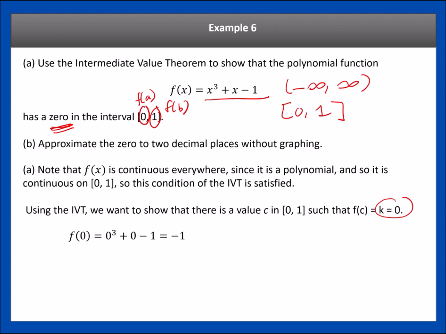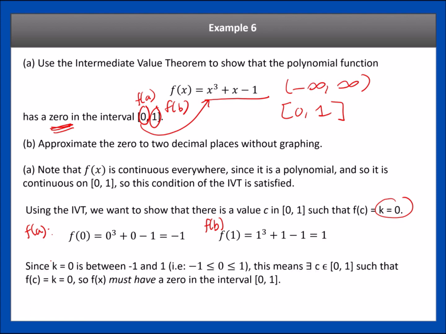So this is the f(a) part. f(0) is negative 1, if I plug 0 into this function. And then this is for f(b). Oops, wrong one. I meant to put it here. So this is for f(b). If I plug in 1, we get the value 1.